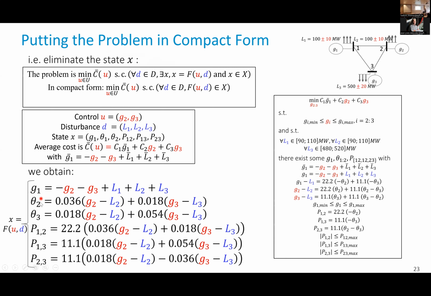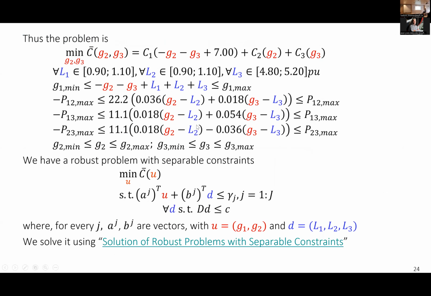The electrical angle of the second bus is equal to this formulation as a function of the load and the generator set points, and same for the power flows. That's the step I need to do to have this formulation. Once I have obtained this step here, I have a problem where I can replace all the constraints I had before by the values, where I replace all the black state variables by those functions in G and L here. So that's the problem I have at the end.